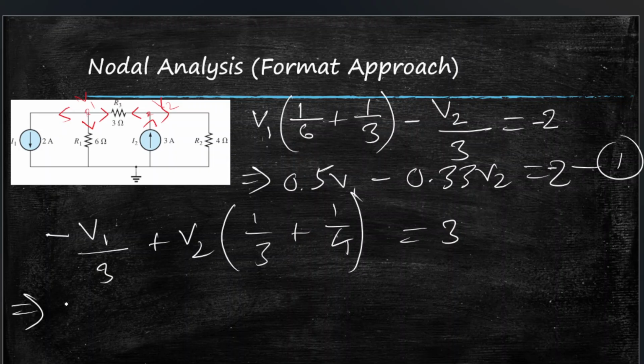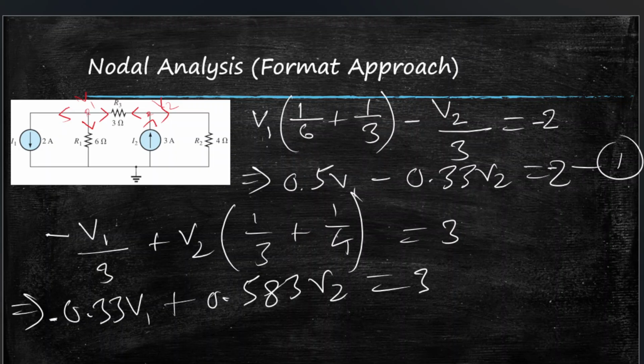Now let's simplify. Negative 0.33 V1 plus, let's add them up, 1 over 3 plus 1 over 4, so 0.583. 0.583 V2 is equal to 3. So that's our equation 2.